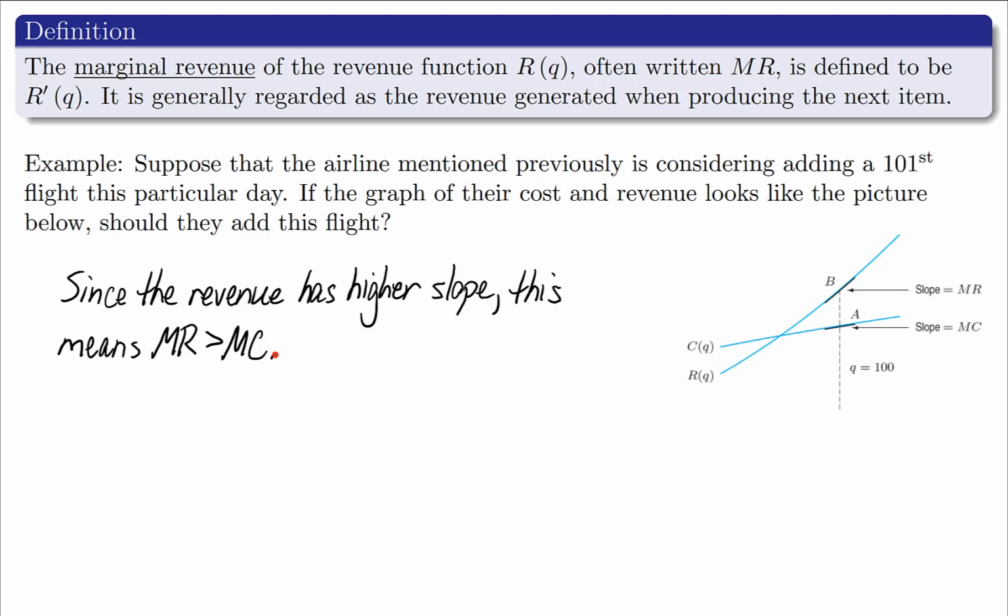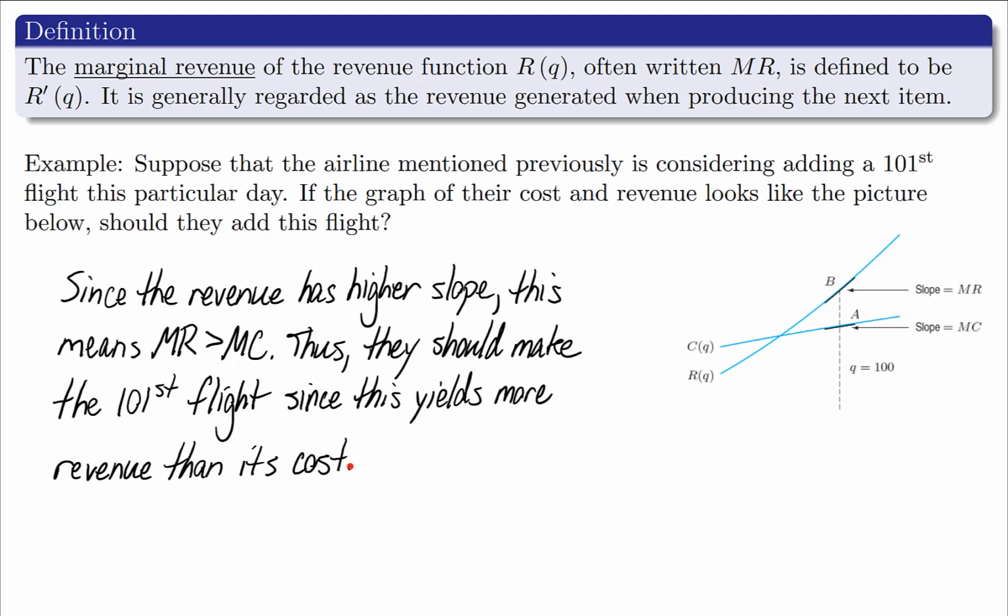They should make it. So there we have it. Make the 101st flight. That will actually be beneficial because we'll have more revenue than the cost. But I do want to point something out.